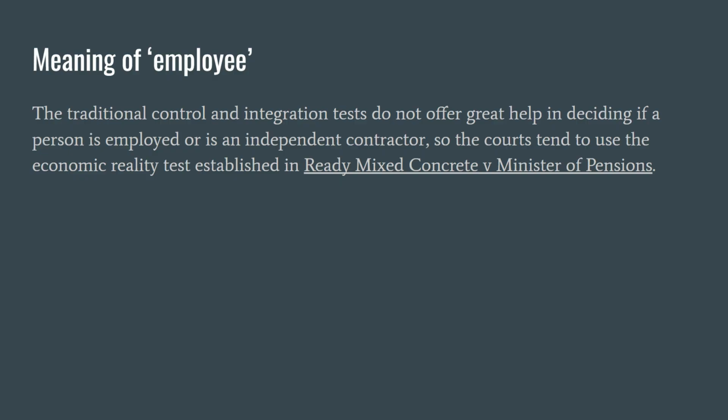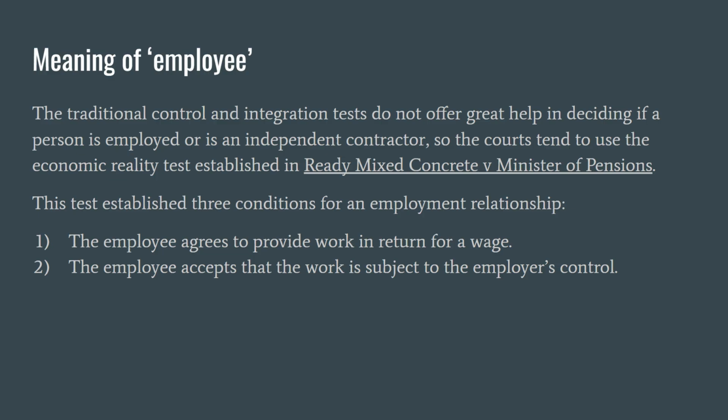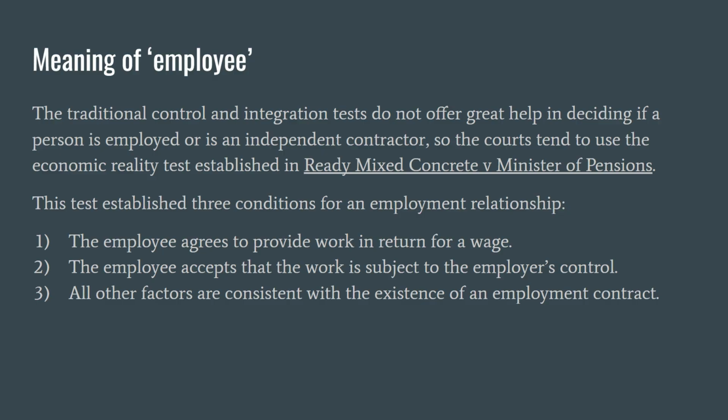So having decided that those tests were no good, the courts tend to use the economic reality test established in Ready Mixed Concrete and Minister of Pensions. And this established three conditions for an employment relationship. The first is that the employee agrees to provide work in return for a wage. Secondly, the employee accepts that the work is subject to the employer's control. And thirdly, that all other factors are consistent with the existence of an employment contract. And bear in mind here that it makes no difference if you are working part-time or full-time. You simply still apply these factors.